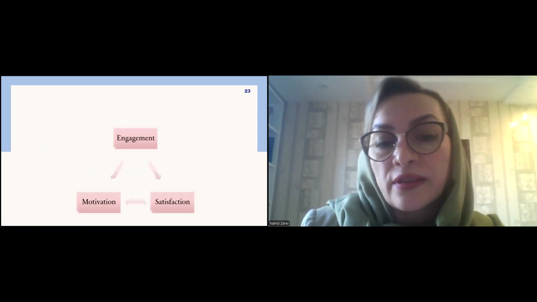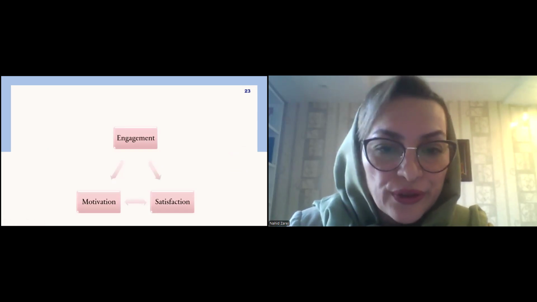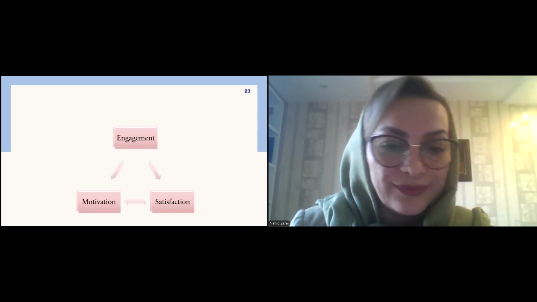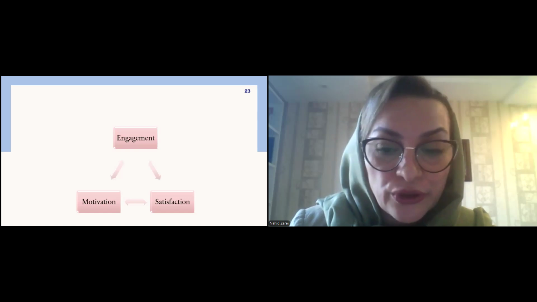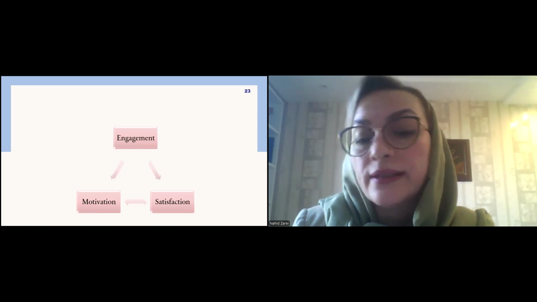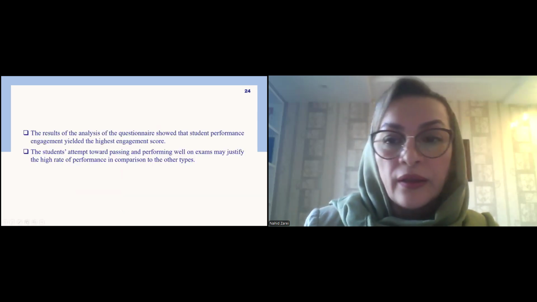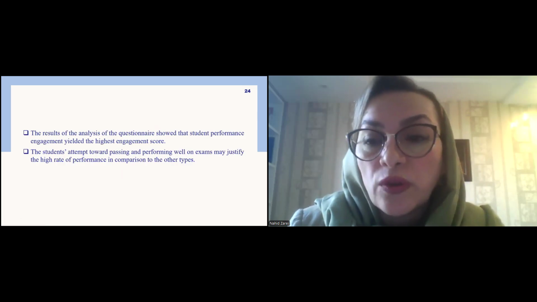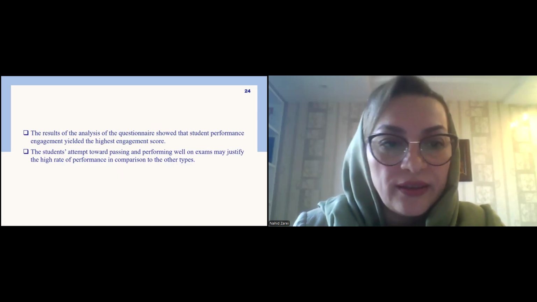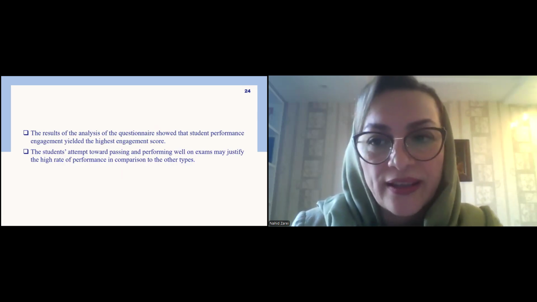As we can see, there is this intermingled relationship between these three variables, with the relationship between engagement and motivation and satisfaction, and at the same time, motivation to engagement and satisfaction and to engagement. It means that they have mutual relationships. The relationship is not just one directed, but they are intermingled or interconnected.